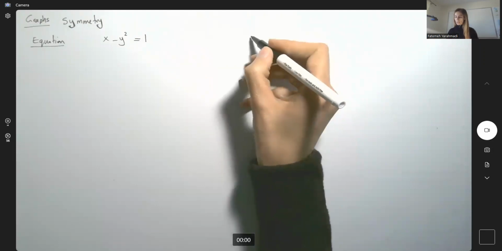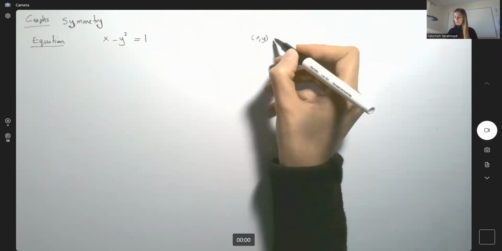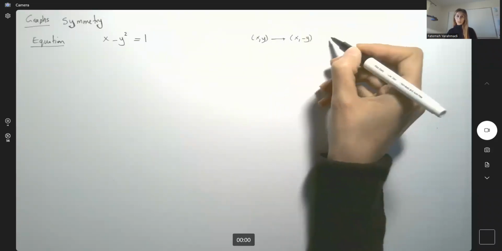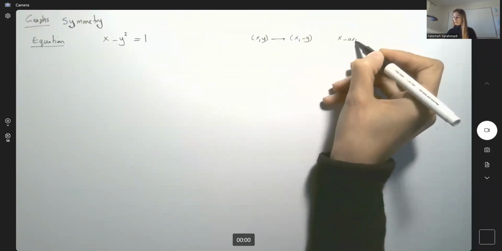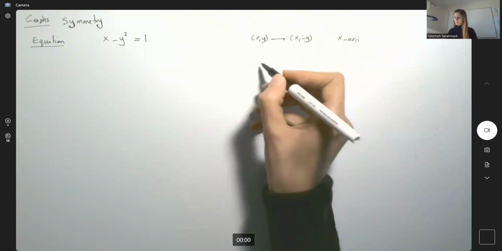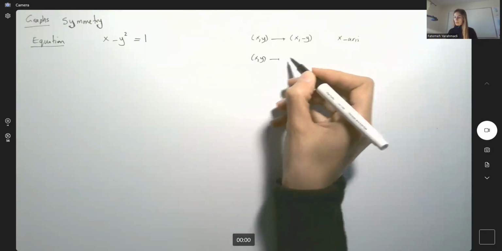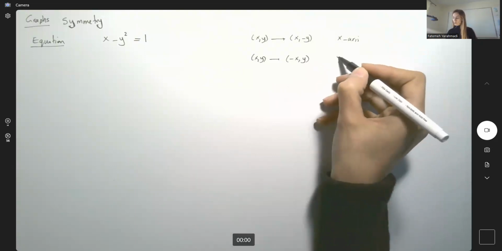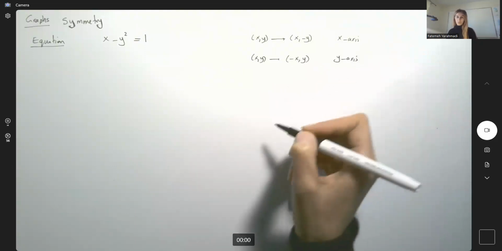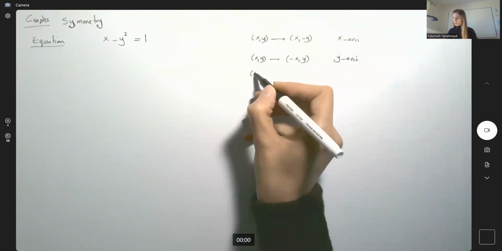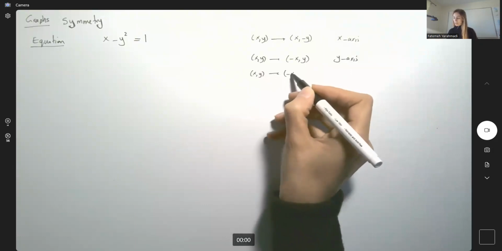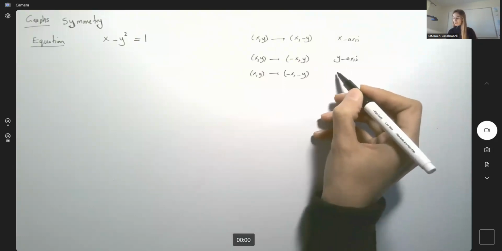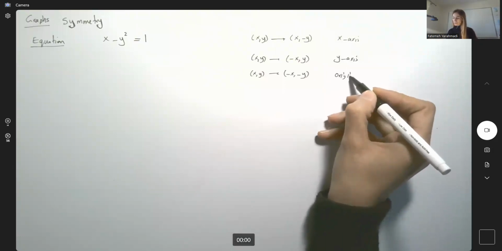Remember that if x and y is on the graph, then you can conclude that x and minus y is on the graph, you have symmetry with respect to the x-axis. If x and y is on the graph, minus x and y is also on the graph, you have symmetry with respect to the y-axis. And if the point x and y is on the graph, minus x minus y is also on the graph, you're going to have symmetry with respect to the origin.